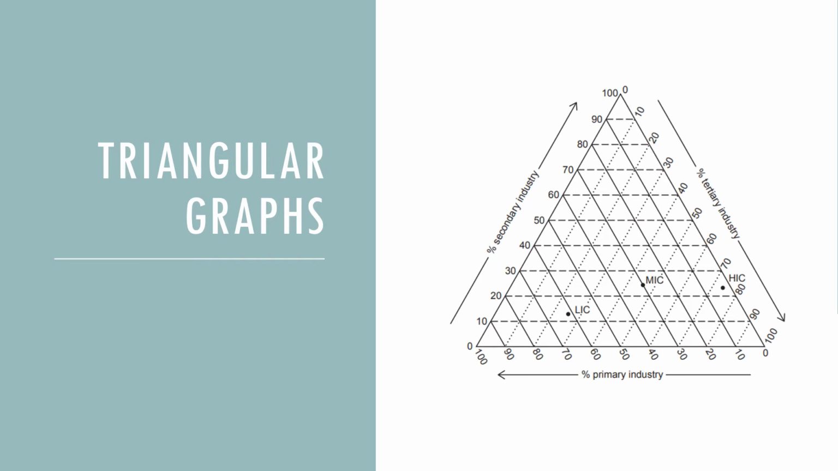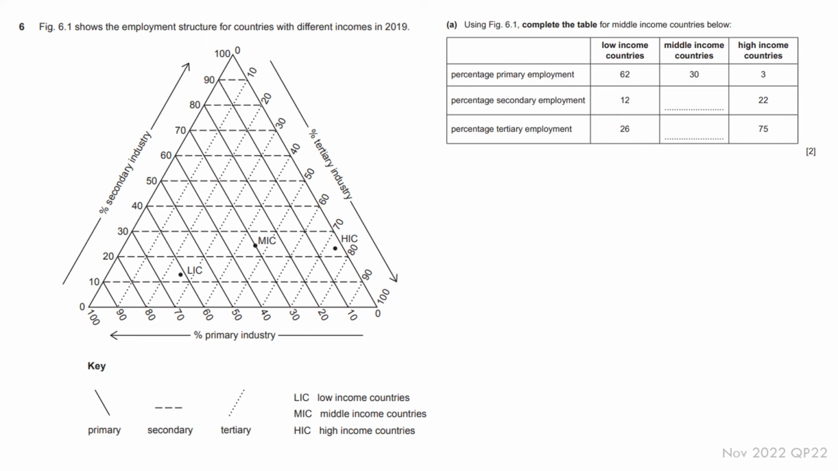And perhaps a difficult skill to learn and master, something that can come up on paper 1, 2, or 4, are triangular graphs. And this is an example of one here. Now here, this is a really nice example of how to complete a triangular graph. They've been very generous with this question because they've actually told you what lines you need to use when drawing this. They've told you which angle you need to do the primary, secondary, and tertiary and plot them.